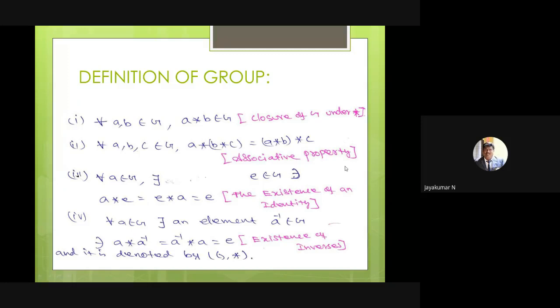The next one is the associative property, or associative axiom. If we choose any three elements A, B, C in G, first apply star for B and C, then A. Similarly, first apply star for A and B, then C. If both expressions are equal, then we say that the associative axiom is satisfied. The third one is the identity axiom, or existence of an identity. If we choose any element A in G, there exists a unique element E in G such that A star E is equal to E star A equal to A, then we say that the identity axiom is satisfied.